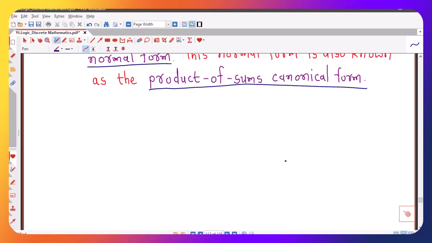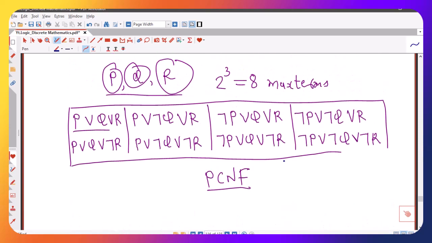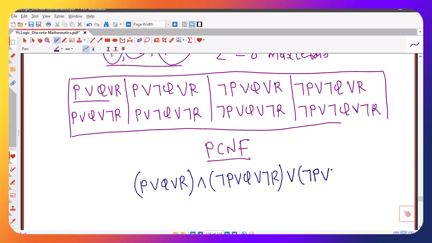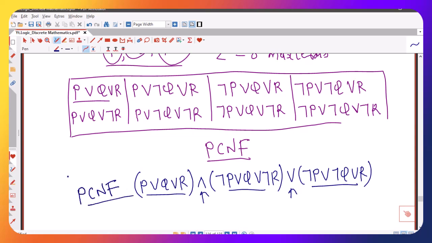We can write several formulas which are in principal conjunctive normal form. I can consider the conjunction of any of the max terms here. Suppose I consider in the conjunction negation p or q or negation r; I can write any of these 8 max terms. So here we can see we have used the AND operator and we are taking max terms only.